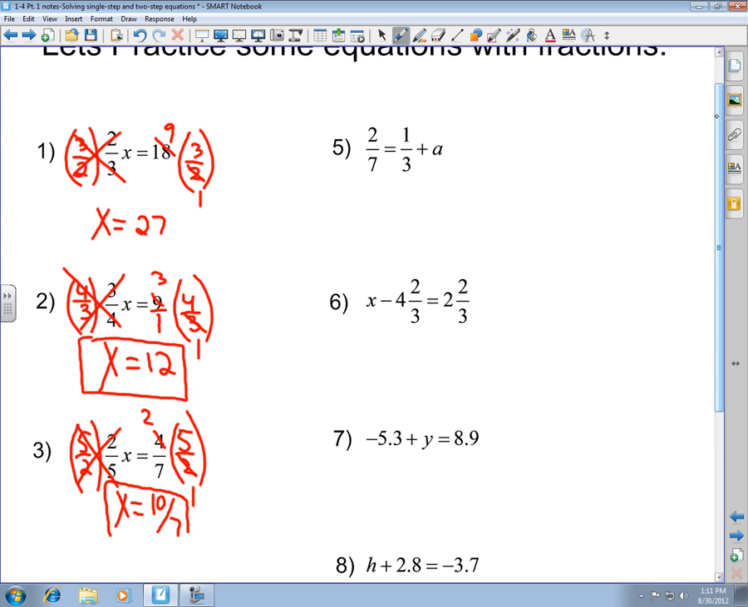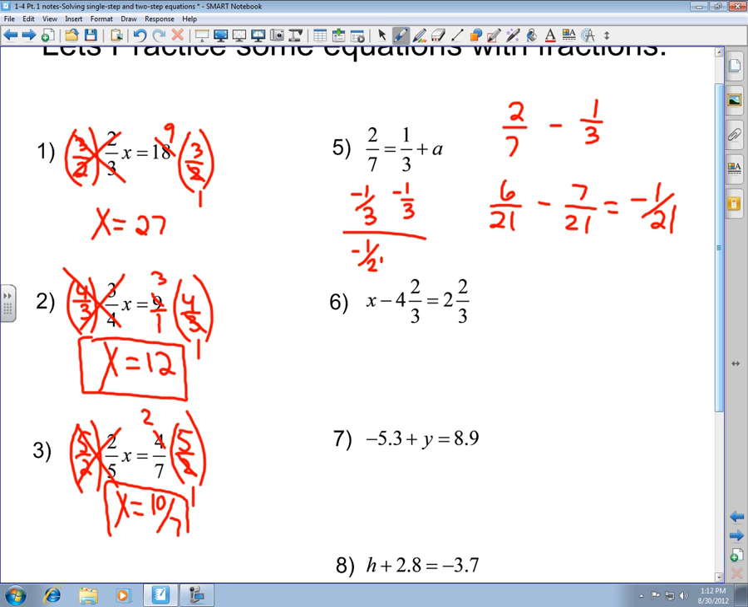Okay, 2/7 equals 1/3 plus a. Well, there's several ways to do this. You could go ahead and subtract 1/3 from both sides, okay? And then you'll have 2/7 minus 1/3. This goes to 21, that goes to 6. This goes to 21, that goes to 7, and that would equal negative 1/21. Okay, so you would have negative 1/21 equals a. Now, some people like doing that. Some people work with fractions very well. Some people do not. So for those people who do not, I've got another way for you.